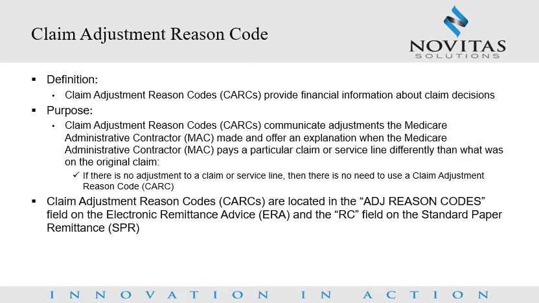Claim Adjustment Reason Code. The Claim Adjustment Reason Code provides financial information about claim decisions, such as why a claim or service line paid differently than it was billed. If there is no adjustment to a claim or service line, then there is no need to use a claim adjustment reason code. The claim adjustment reason codes are located in the ADJ Reason Codes field on the Electronic Remittance Advice and the RC field on the Standard Paper Remittance.